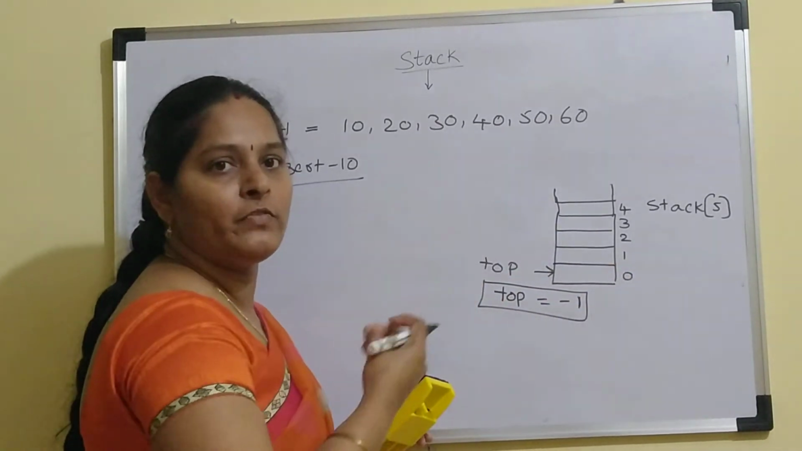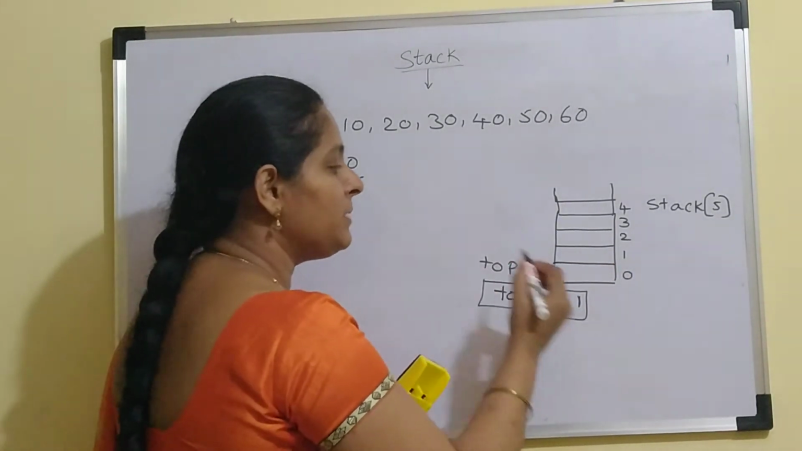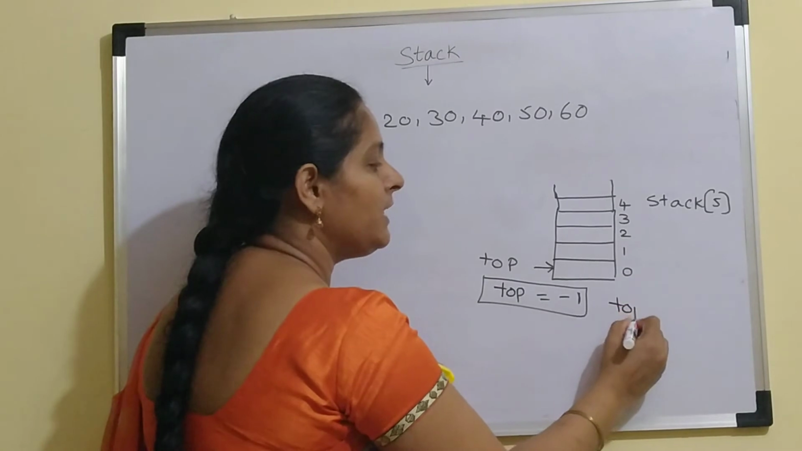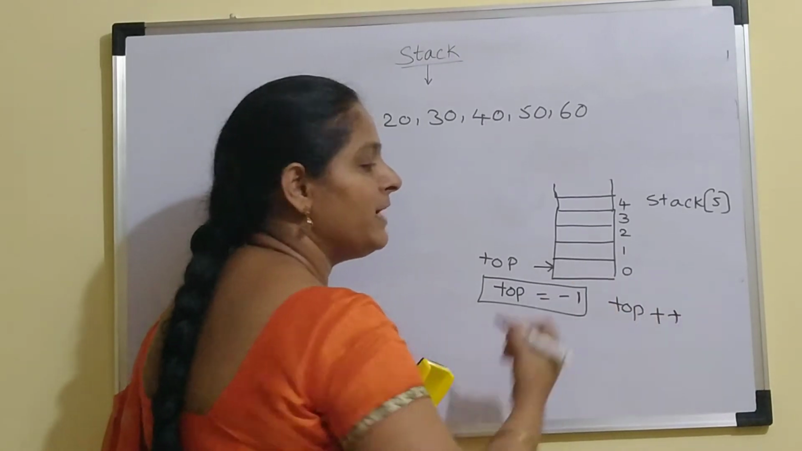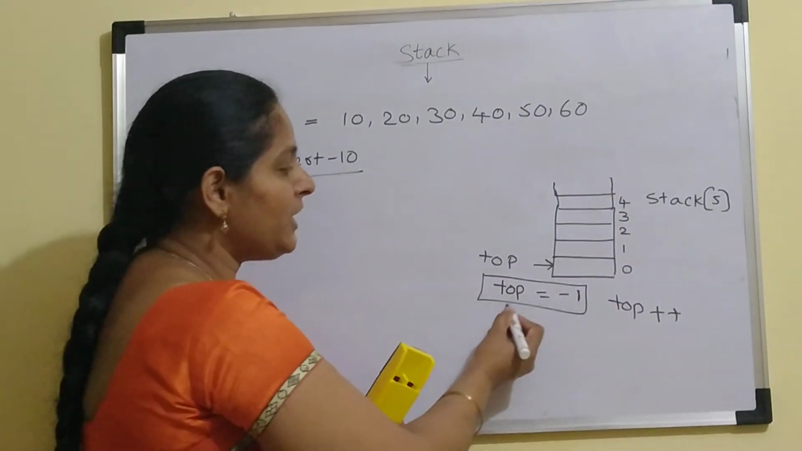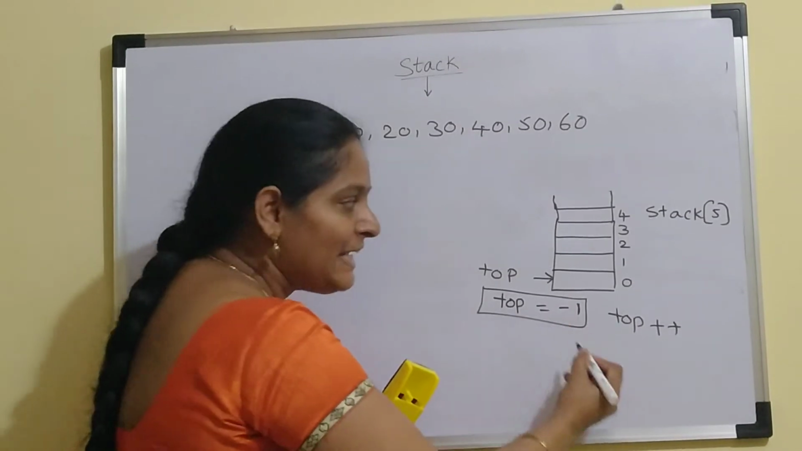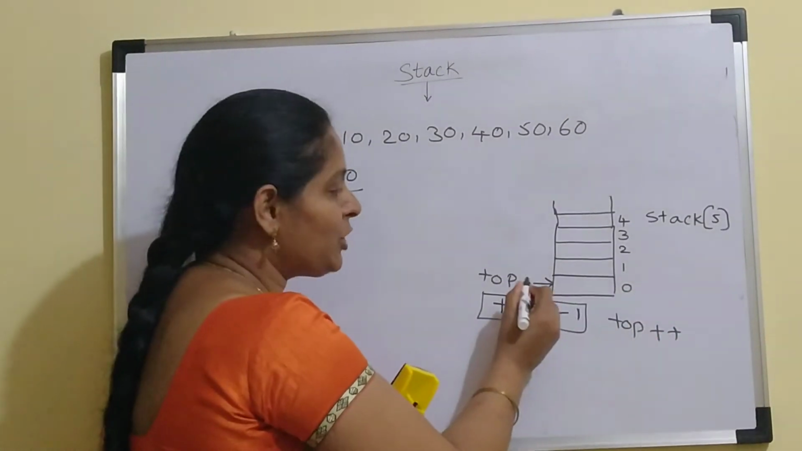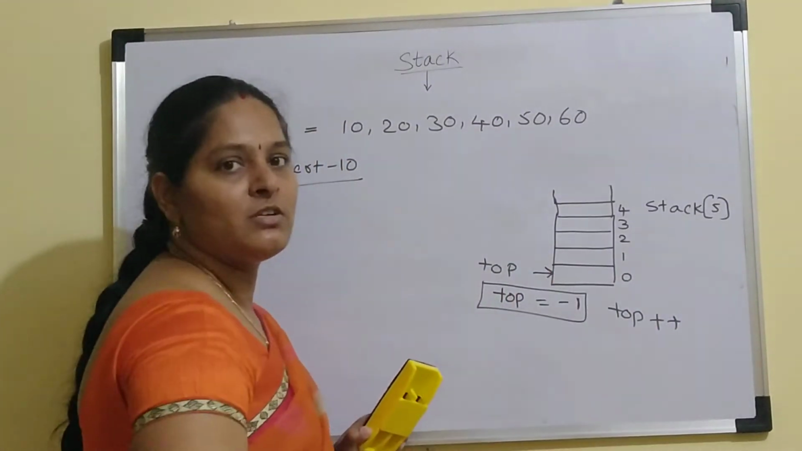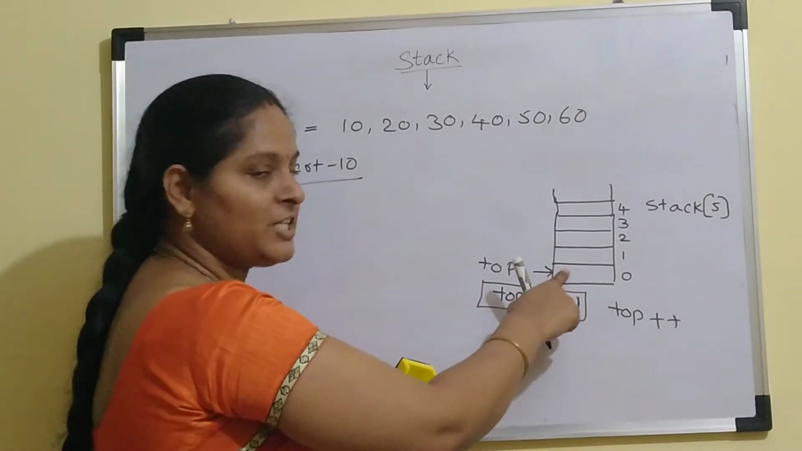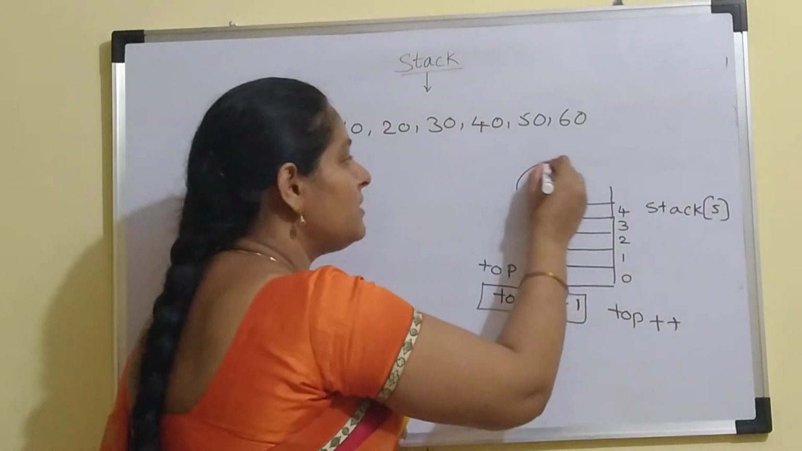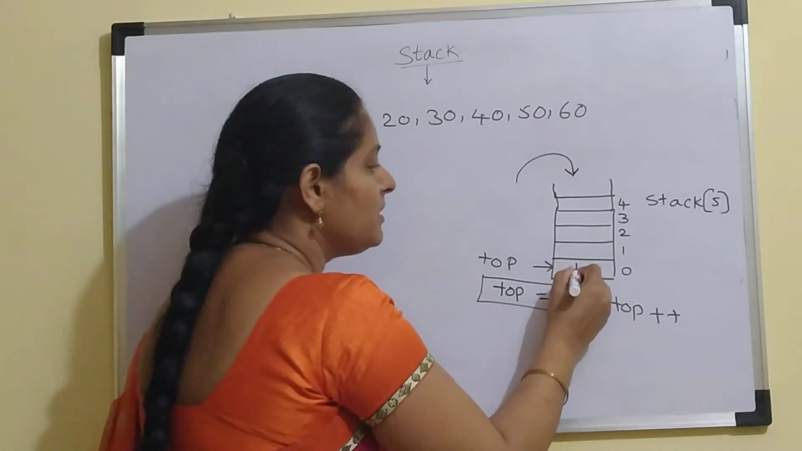That is the reason why, while performing the push operation, you need to increment the top pointer by 1. So initially top is -1. So increment the top pointer by 1, automatically the top pointer points to 0. So now the 0th location is empty. So insert 10 into the 0th position.